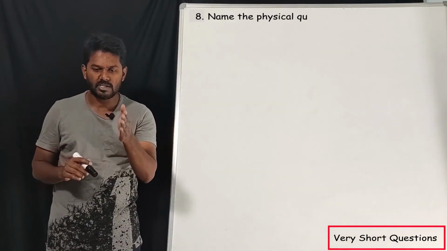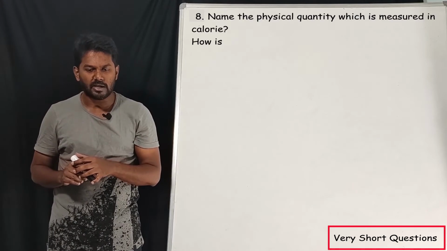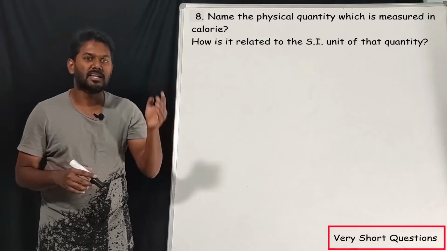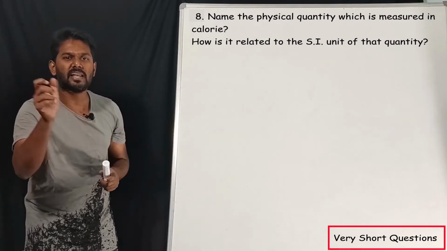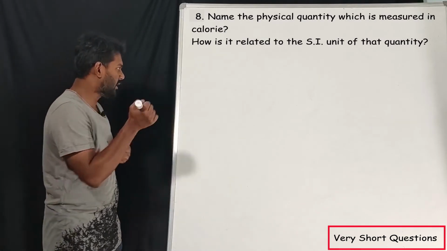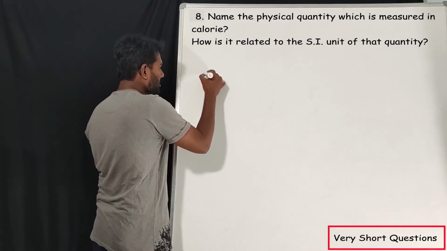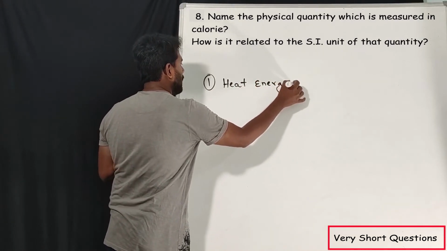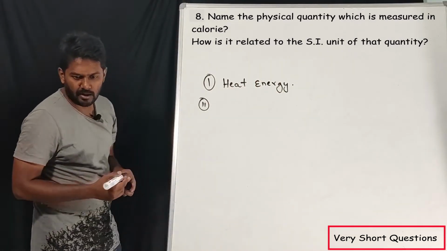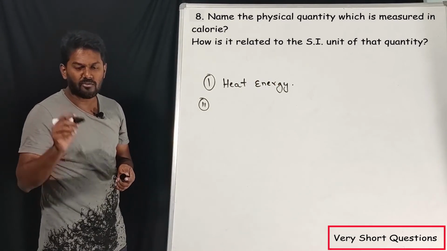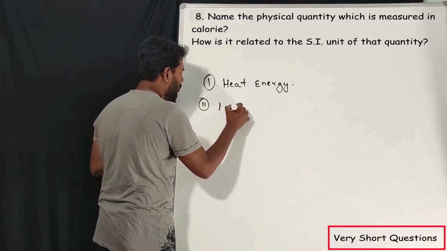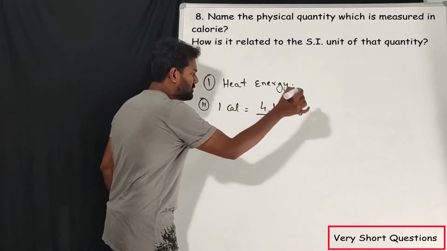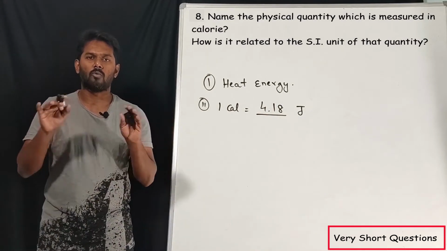Name the physical quantity which is measured in calorie, and how it is related to the SI unit of that quantity. They are asking which physical quantity is measured using calorie. Heat energy is measured using calorie, correct? So the first sub question's answer is heat energy. The second sub question asks how it is related to the SI unit. 1 calorie is equal to how many joules? That is 4.18 joule.